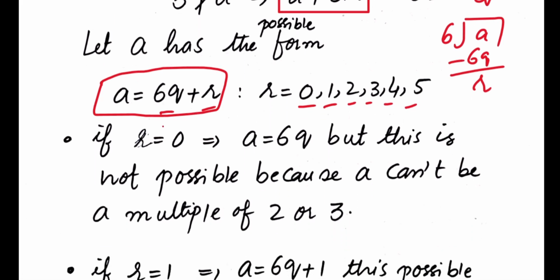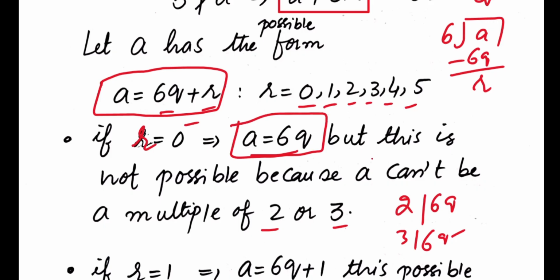Now we check the different possibilities for this remainder r. If your remainder r is 0, so when you put r equal to 0 here, this becomes a equal to 6q. But this is not possible because a cannot be a multiple of 2 or 3. In other words, 6q is divisible by 2, and 6q is also divisible by 3. Both numbers 2 and 3 divide 6q. But it is given that a is not divisible by 2 or 3. So it is not possible that r is 0, because in this case a becomes a multiple of 6 here. So ignore this case.